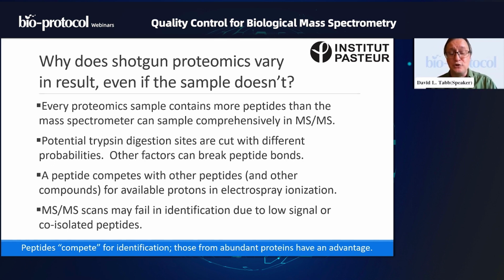Certainly, potential trypsin digestion sites are cut with different probabilities. So if I have a particular protein, it might be that these 5 peptides are what I see, or it might be that these 3 from that set of 5 are observed and these other 2 are seen instead. If you have a different probability associated with each digestion point, you get a variability in what comes out.